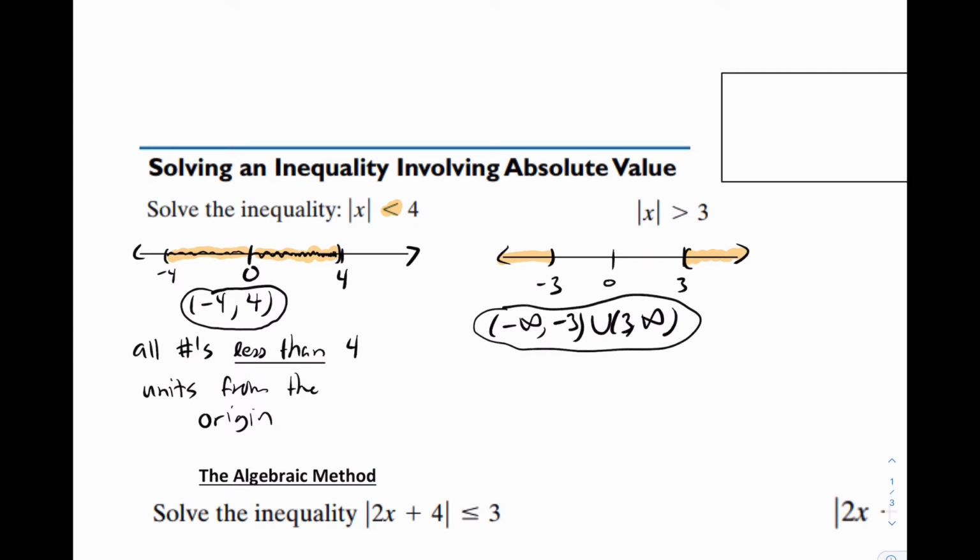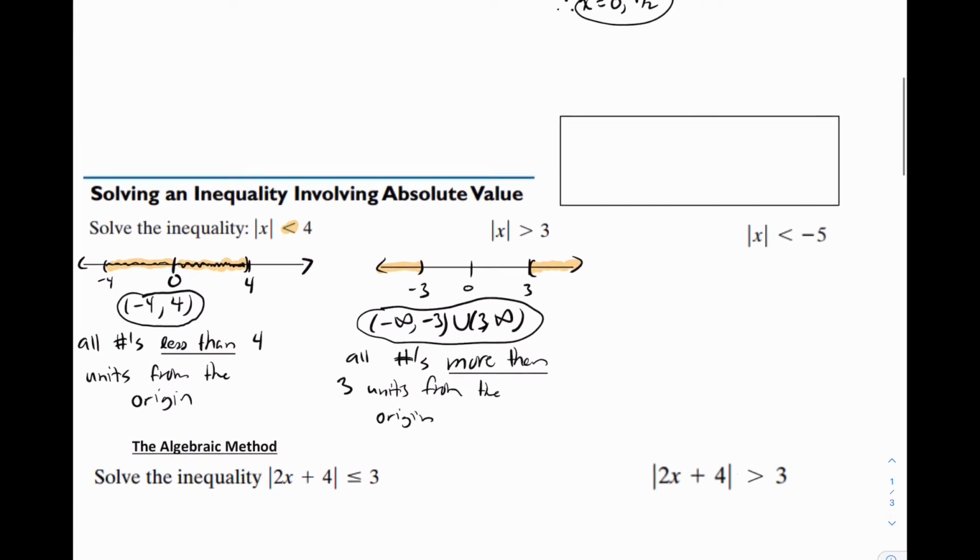So very interesting. Notice how when it's a greater than, the answer goes away, whereas with less than, the answer goes inside. So if we're going to write this in words, this is simply all numbers more than or greater than 3 units from the origin.